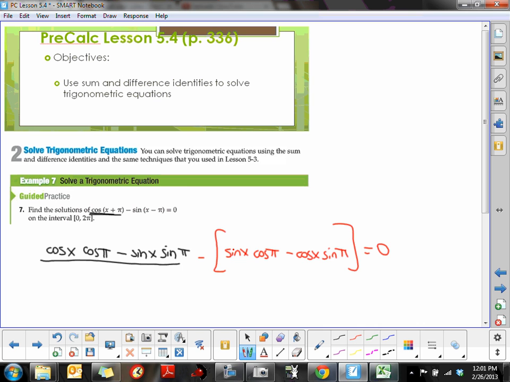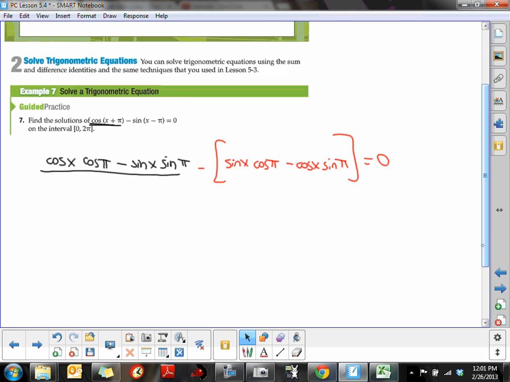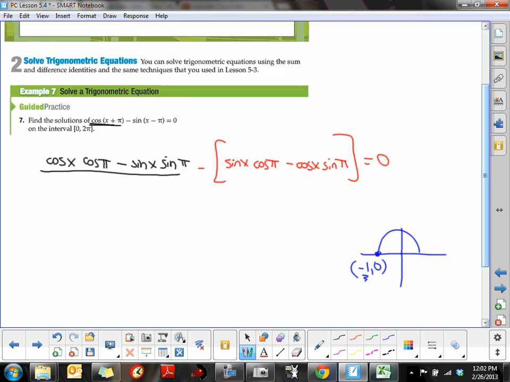equals 0. So we want to find all the values where this is equal to 0. Then we're going to do some evaluating. Pi is a quadrantal angle that's pretty simple to find the value of. Here's pi. It's resting right on the ordered pair -1, 0. So here's our cosine value of -1, and the sine value is 0. So the cosine of pi is -1, so it's going to be the cosine of x times -1, then minus the sine of x times 0, minus cosine of pi is -1, so sine of x times -1, minus the cosine of x times the sine of pi, which is 0.